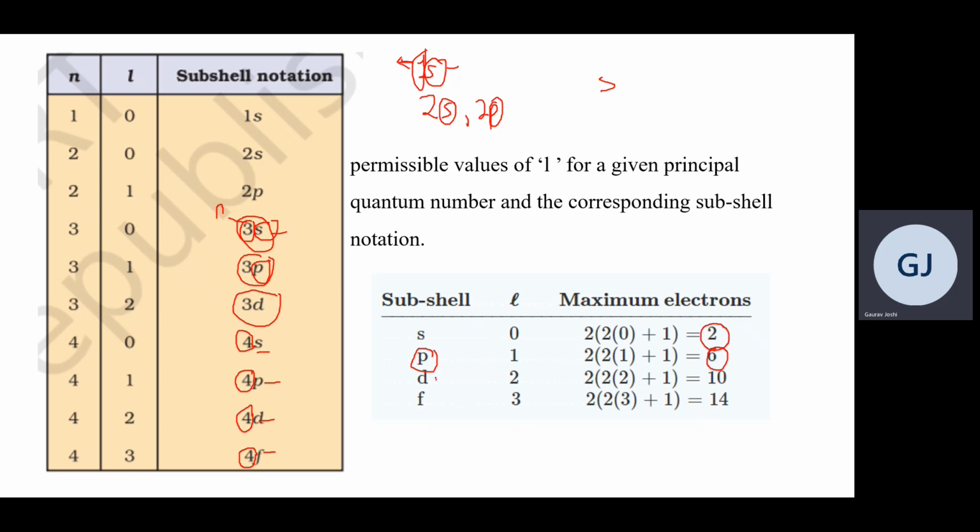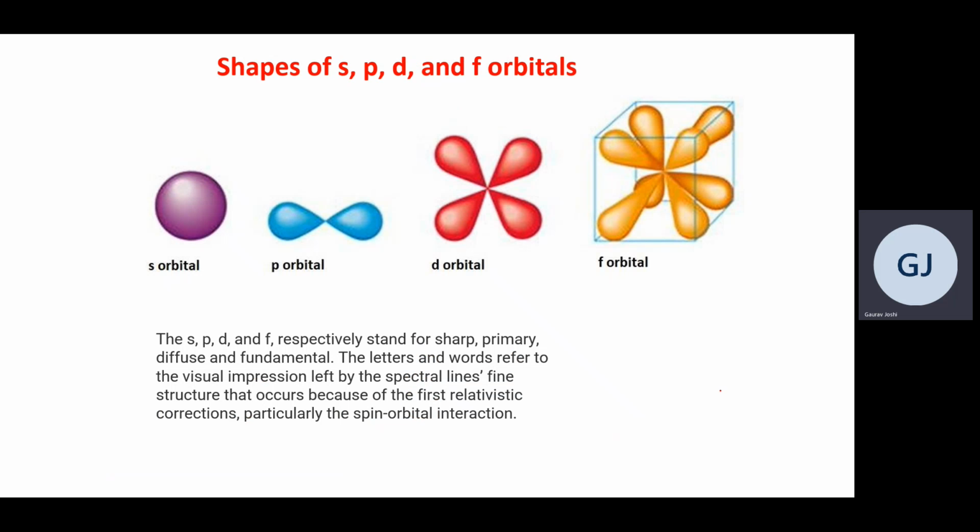Then we have d. d can have a maximum of 10 electrons. And then we have f. f can have a maximum of 14 electrons. So this is the general thing, how the electrons are filled in the subshells. Now we'll be discussing how to fill the electrons in the subshells.